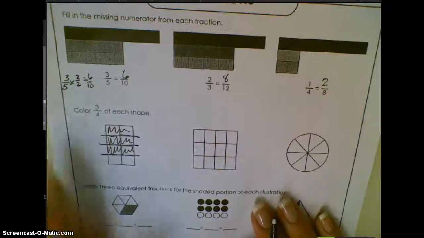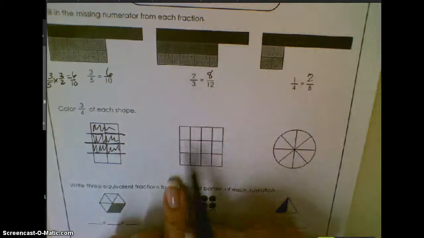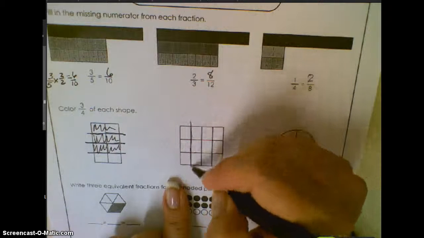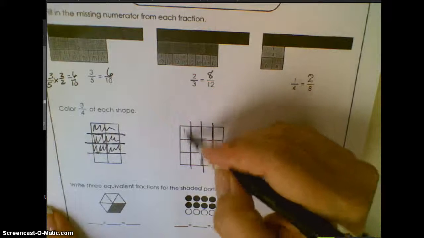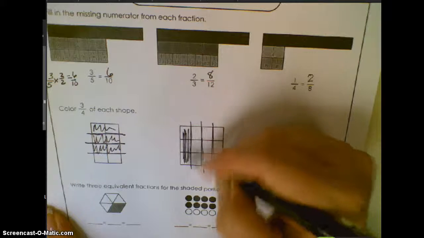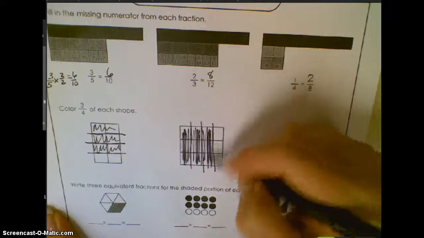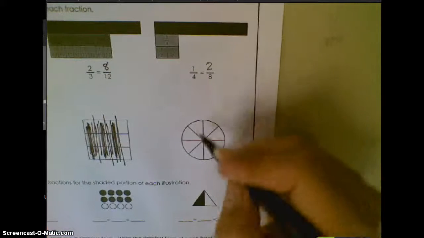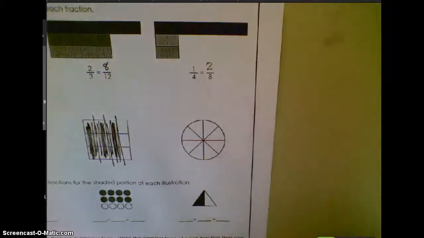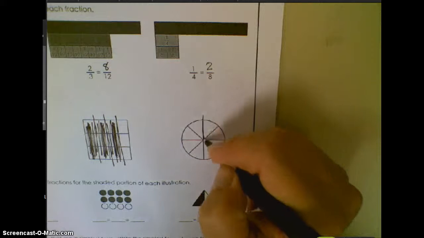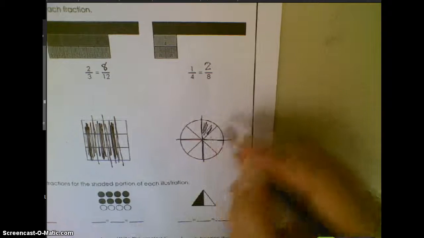It's up to you. The next one, we have to color 3/4 of this shape. This one's broken into thirds this way, but if I look at it this way, I can see my fourths, because we want it broken into 4, because our denominator is 4. So we're going to shade in 3 out of these 4. And then over here, it's broken into, looks like 8 equal pieces. So if we want to do 3/4, let's break it into 4 equal groups and shade in 3 groups.